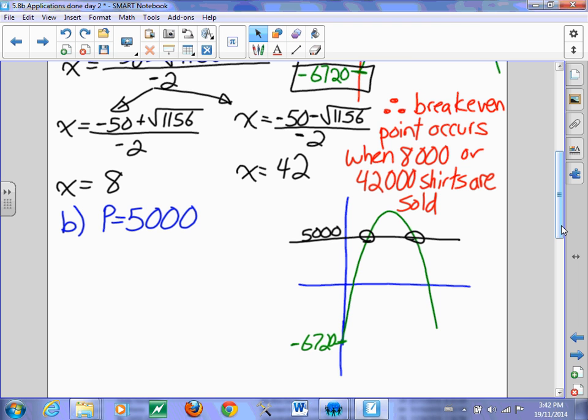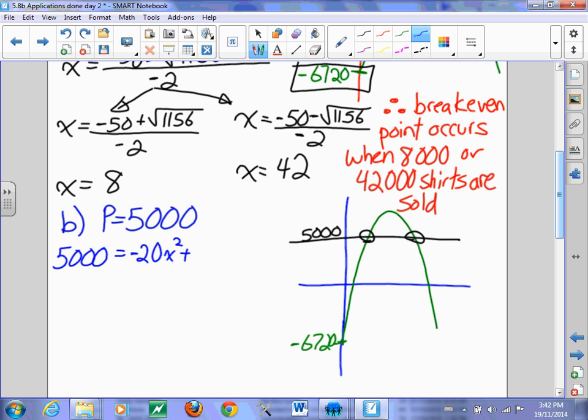As soon as you sub in a value where the y value is not 0, you're actually finding the points of intersection. So sub into the equation: 5,000 equals the rest of the equation, negative 20x squared plus 1000x minus 6720. We need to get 0 on one side, so we're going to collect like terms on the right.